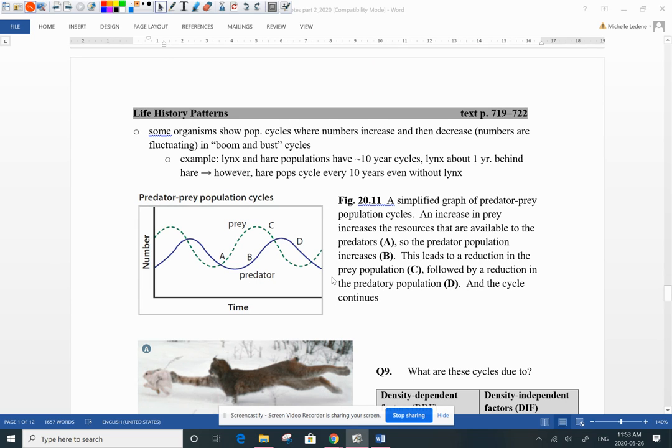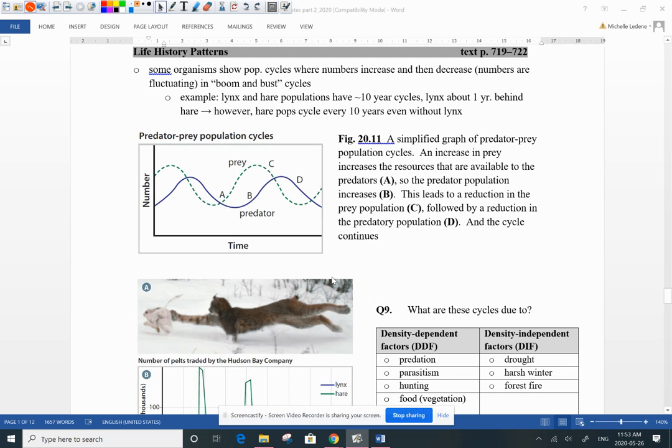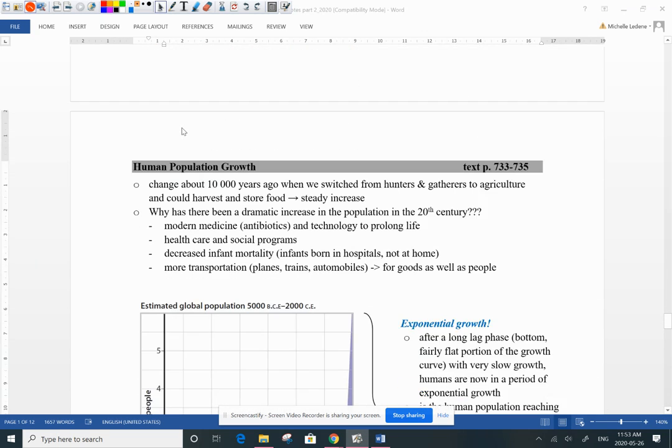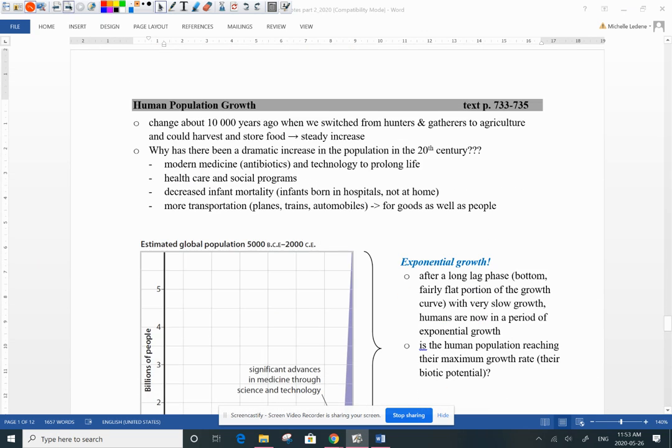And Mr. Anderson talks a fair bit about the life history patterns and the populations, how they fluctuate, how they go up and down. So you can watch his videos to get a little bit of information on that. And then human population growth is really good information for you on this National Public Radio video.